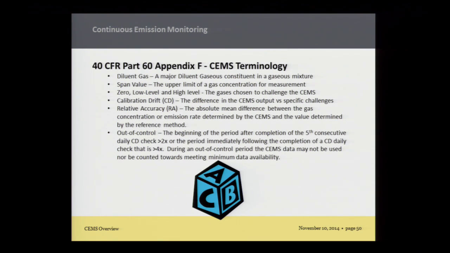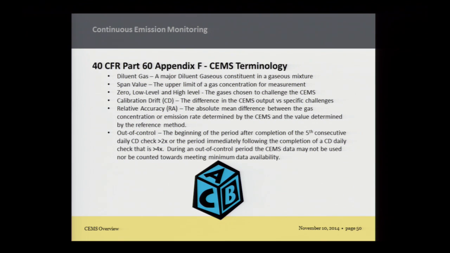And then this is where you get into your out of control. It defines it as the beginning of the period after completion of the 5th consecutive daily CD check greater than 2 times, or the period immediately following the completion of a CD daily check that is greater than 4 times. So during an out of control period, the CEMS data may not be used to report nor be counted towards meeting minimum data availability. So if you've got 95% uptime, you don't get to count it.